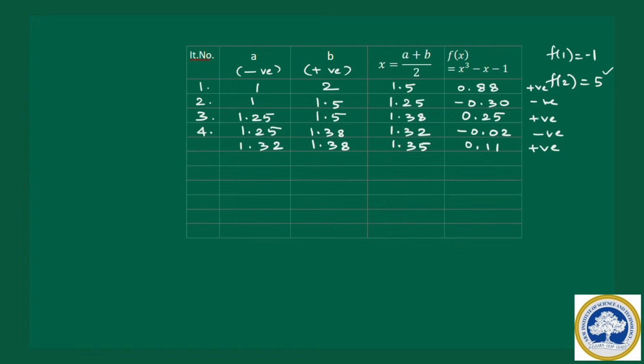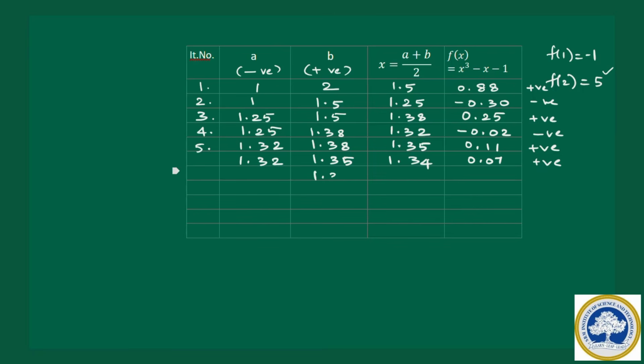So according to positive or negative, we have to change the value of a and b in the successive iterations. So here positive means here it should be 1.35 and here 1.32. Now take the average, it is 1.34 and the answer is 0.07. So again here it becomes positive.